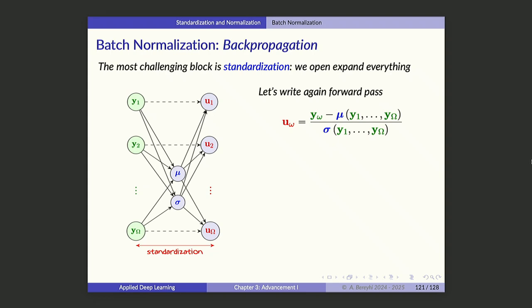Well, let's just focus on one particular u. Say omega is 1, so it's u1. What is u1? u1 is the normalized version of y1, right? It means that you have y1 minus mu divided by sigma. So this depends on y1, obviously, because y1 shows up here, here, and here, and also y2, because y2 shows up in mu and sigma, y3, and so on.